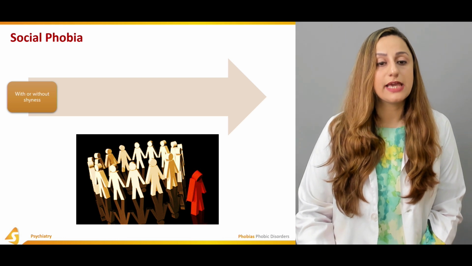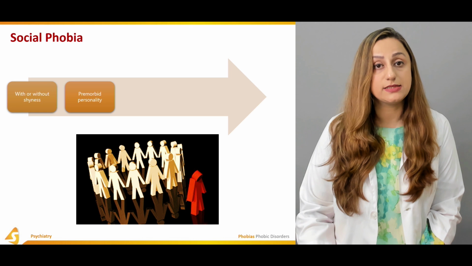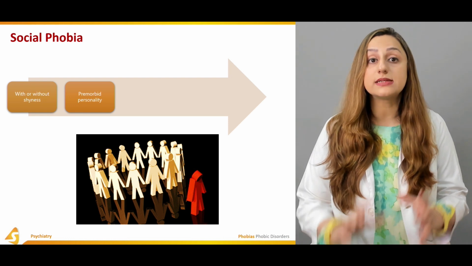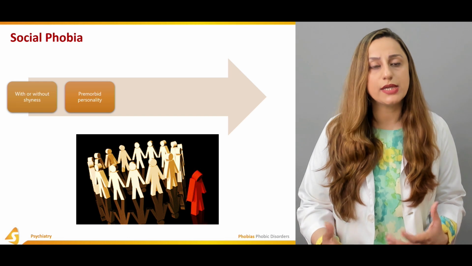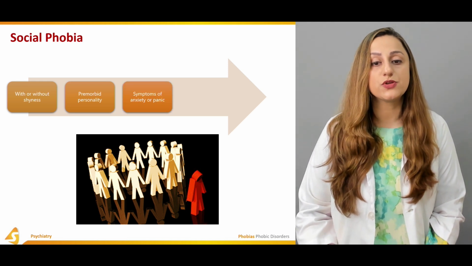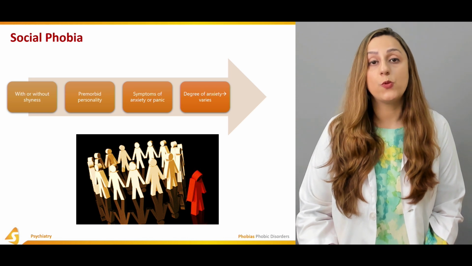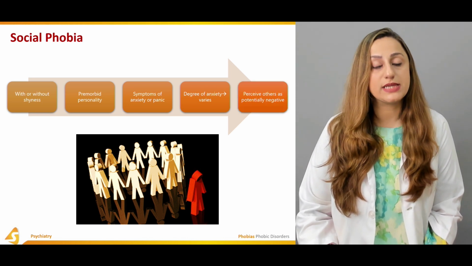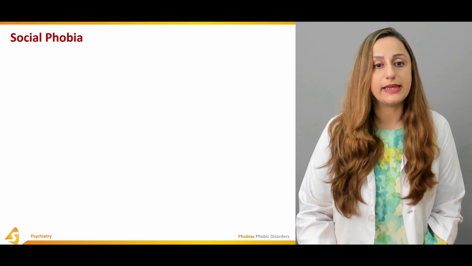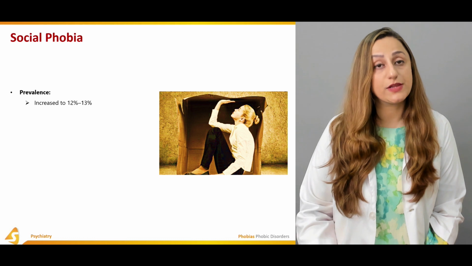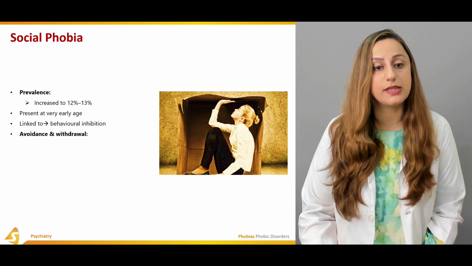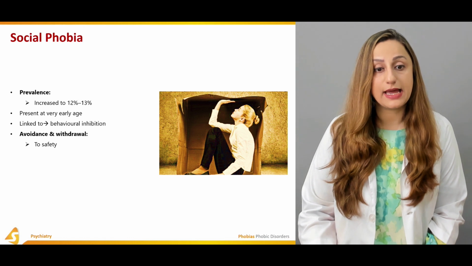The social phobias are sometimes with or without shyness, and the premorbid personality is usually seen. The person will give you a history that they have anxiety attacks, sometimes not an attack particularly, but that raised heart rate or that sweating phenomena of the milder form, of course, was seen even previously, and the symptoms of anxiety or panic attacks are seen, and the degree of anxiety varies in these individuals. They perceive others as potentially negative. So that pessimistic point of view about the others is again very important to keep in mind. The prevalence increases to 12 to 13%, and they're present at a very early age in these individuals. They're linked to the behavioral inhibition as well, and the avoidance and withdrawal to the safety is again very important.